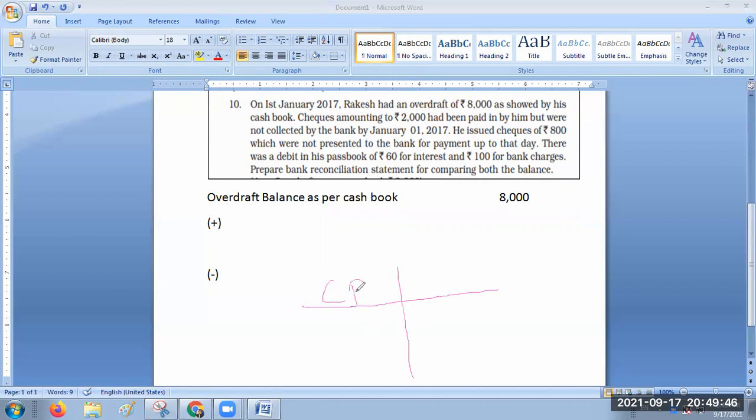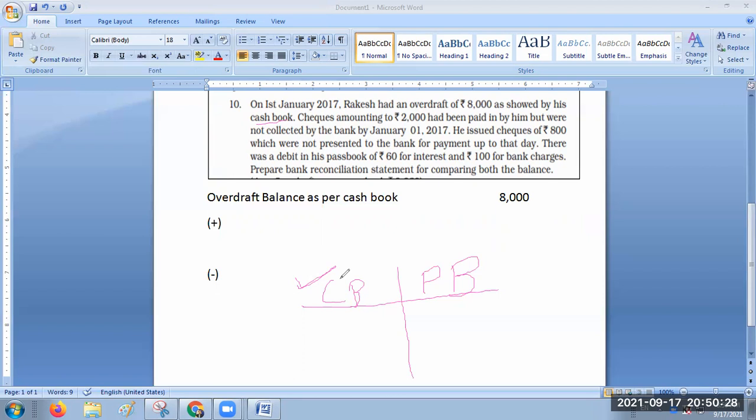PB, PB. Now you see, Rakesh had an overdraft as shown by his cash book. So cash book balance we have. What we have to do? Passbook balance we have to find out. In the previous problems up to the 9th problem, if cash book balance is there and we have to find out passbook balance, we used to tick this side. But now you reverse, which means you tick this side only. If plus is on this side, you add. If minus comes on this side, you deduct. That's all. As simple as that.